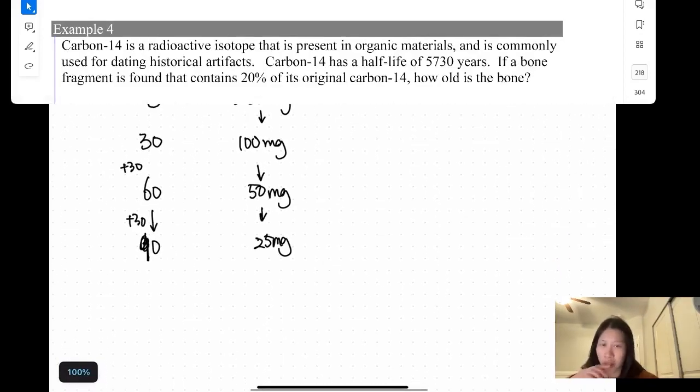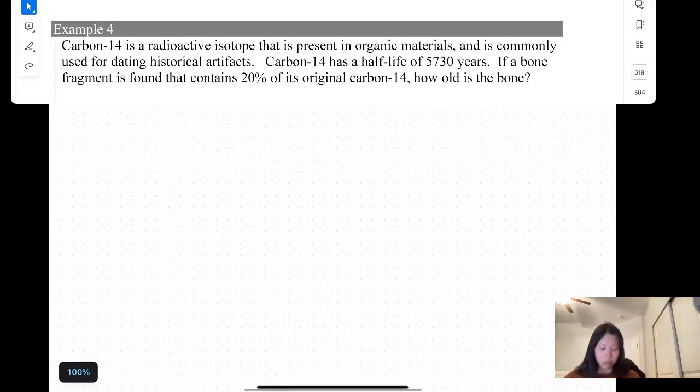So here is an example. Carbon-14 is a radioactive isotope that is present in organic material and is commonly used for dating historical artifacts. Carbon-14 has a half-life of 5,730 years. If a bone fragment is found that contains 20% of the original carbon-14, how old is the bone?